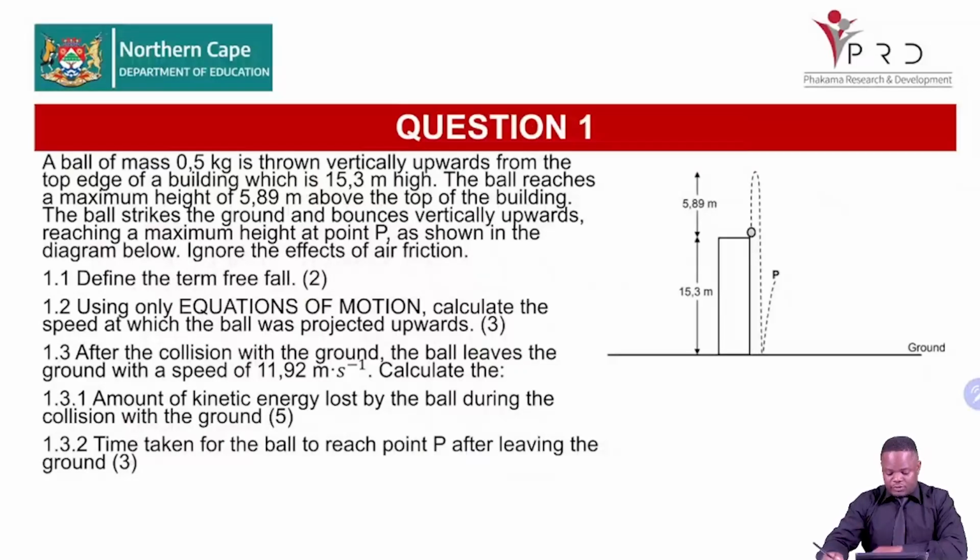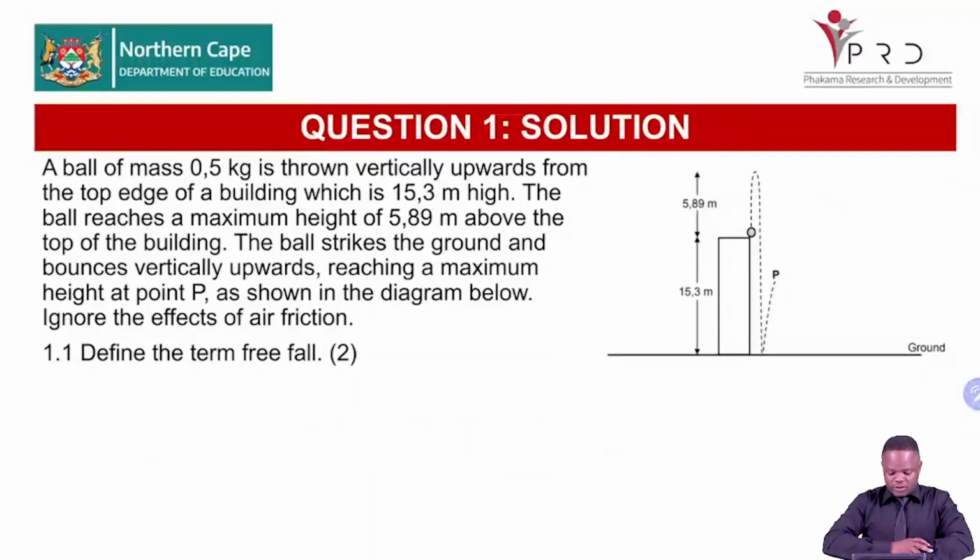Welcome back. Let us go over the question together, grade 12. A ball of mass 0.5 kilograms is thrown vertically upwards from the top edge of a building which is 15.3 meters high. The ball reaches a maximum height of 5.89 meters. I hope you can see that from the diagram there. The ball strikes the ground and bounces vertically upwards, reaching a maximum height at point P, as shown in the diagram. Ignore the effects of air friction.